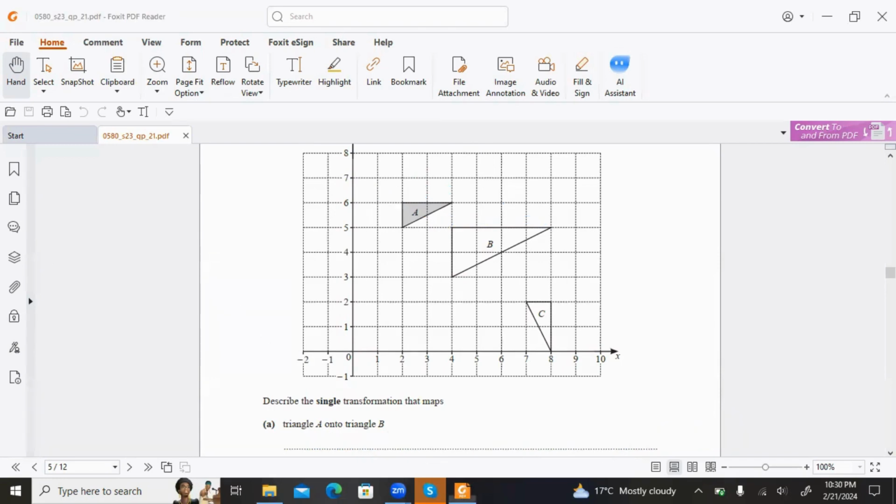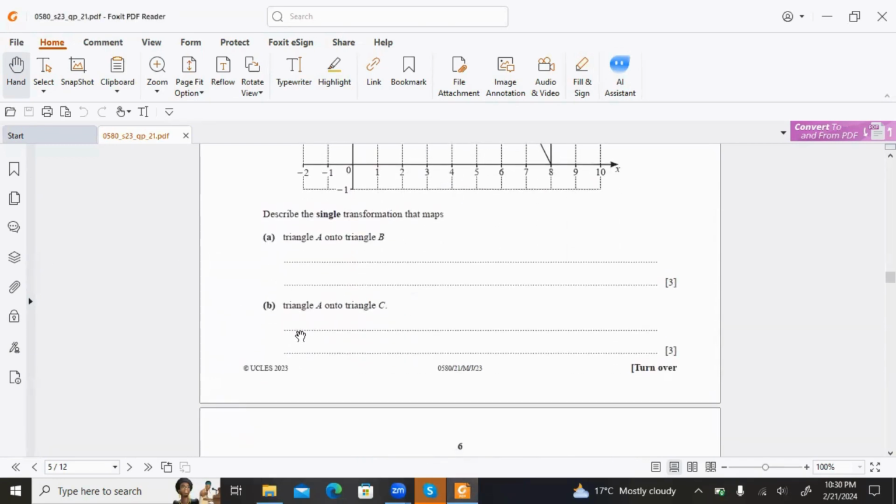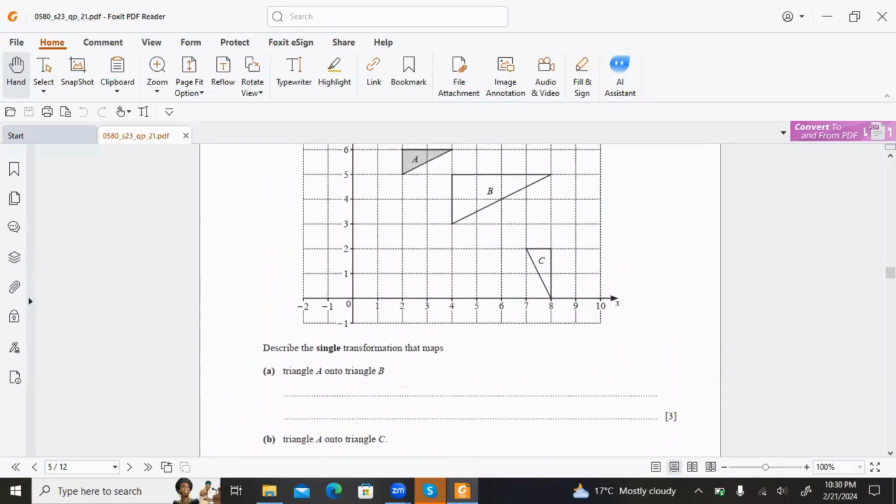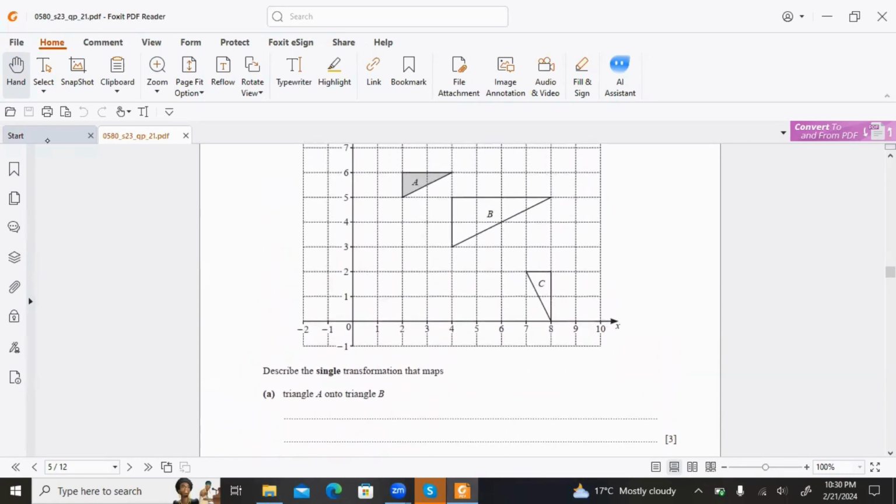Then part B is asking triangle A onto triangle C. For triangle A onto triangle C, we can see that the size is the same, but what happened is that its direction has changed. As you can see, it's moved in this direction, which means that it has rotated clockwise at 90 degrees. So a 90-degree rotation clockwise. This is for part B.